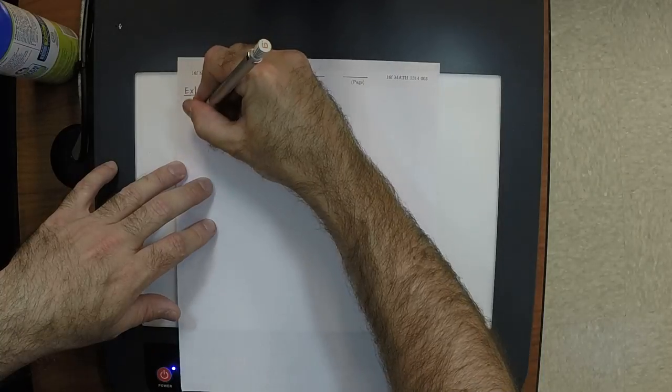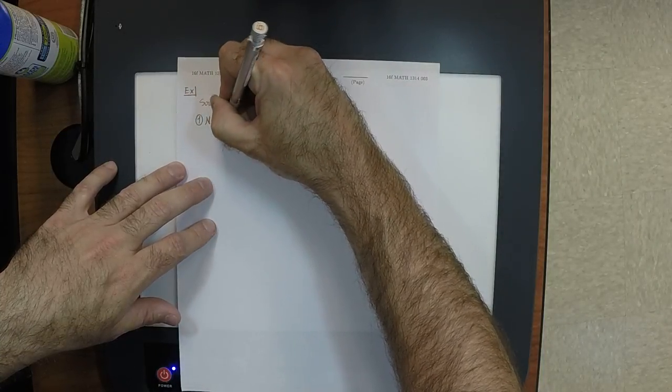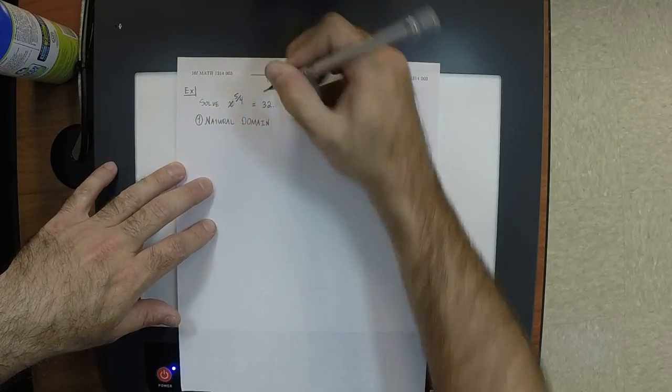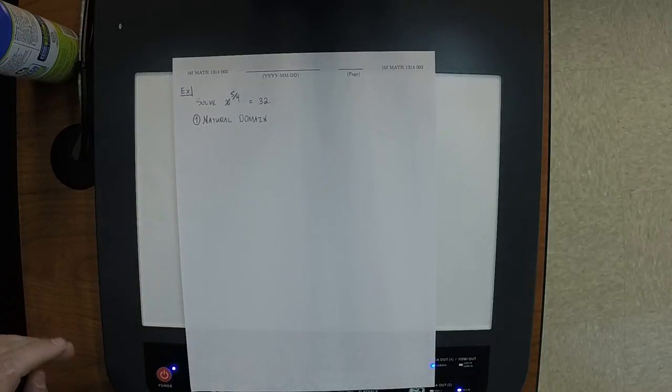Okay, so in the first place, what we need to do is consider the natural domain. That is to say, we're eventually going to perform a sequence of algebraic operations. We're going to say that x needs to be one of these. But before we make our determination about what x is, we need to determine what x could be at all.